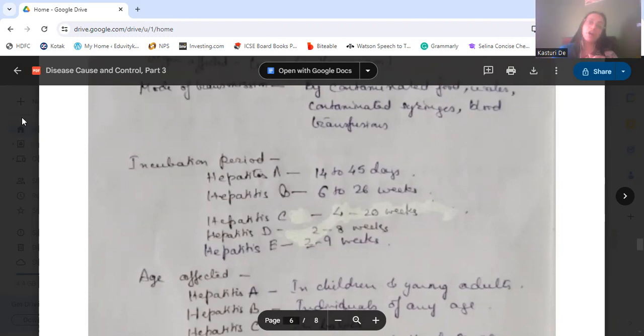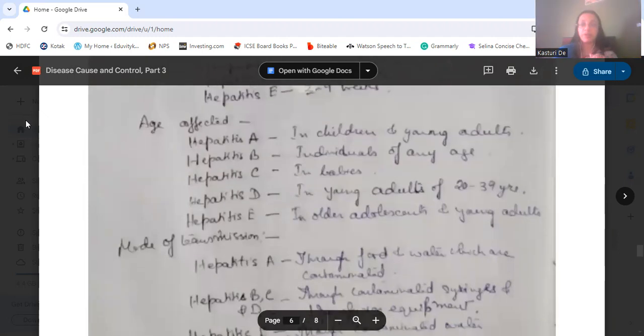The age affected: hepatitis A affects children and young adults. Hepatitis B, individuals of any age. Hepatitis C, generally in babies. Hepatitis D, young adults of 20 to 39 years. And hepatitis E, older adolescents and also young adults, say from 20 years of age to 44.